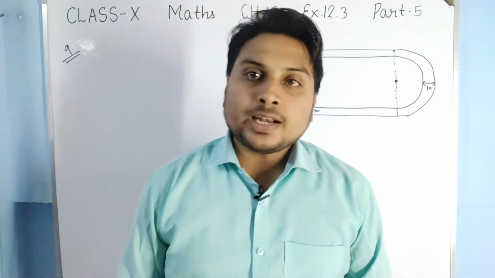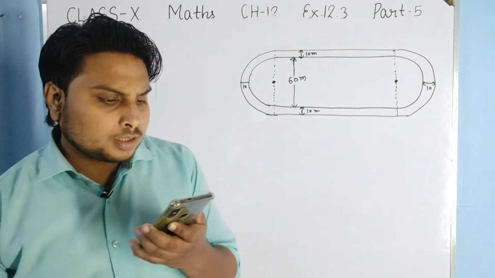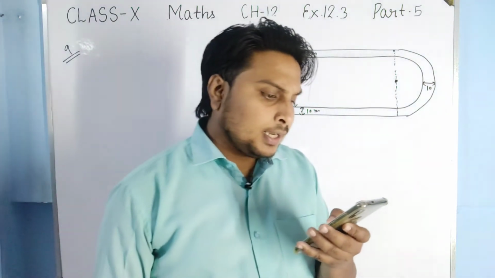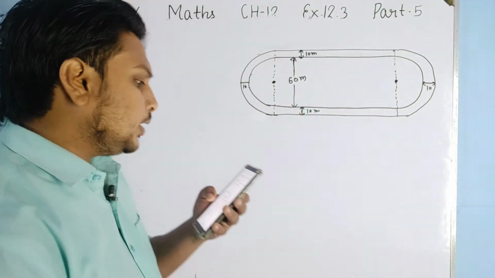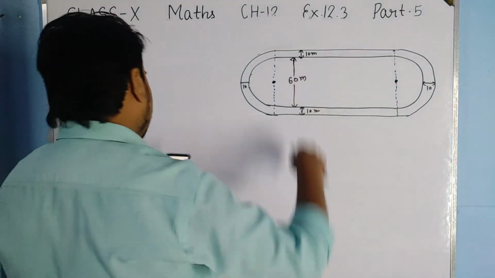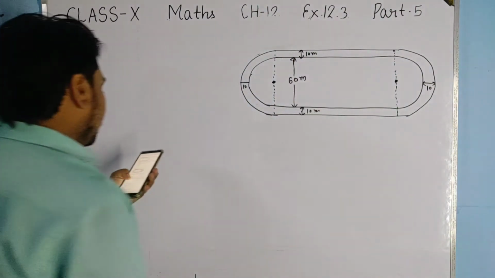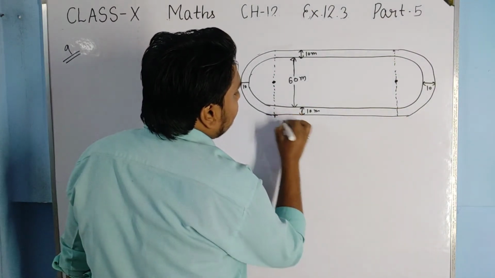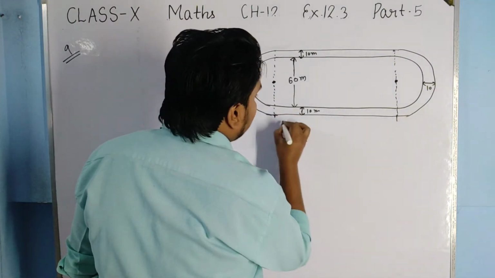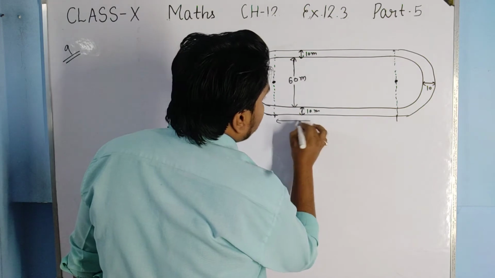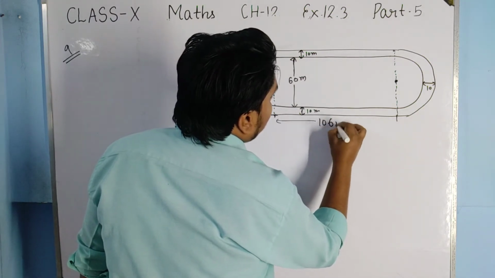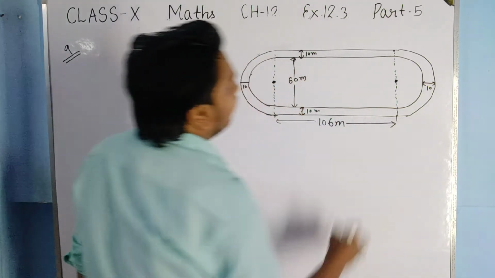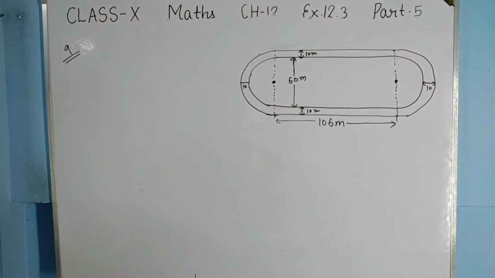So students, it is said that the distance between the two inner parallel lines is 60 meter, and they are each 106 meter long. That means the distance between the parallel lines, like this, is 106 meter long.